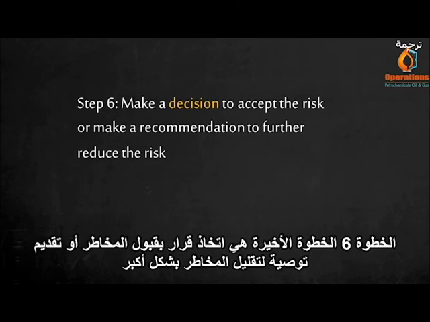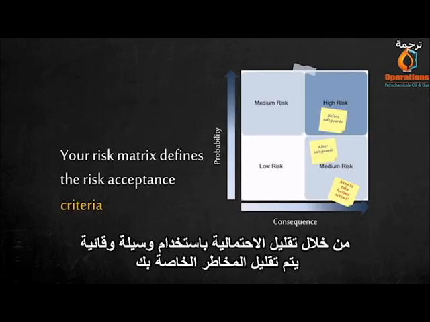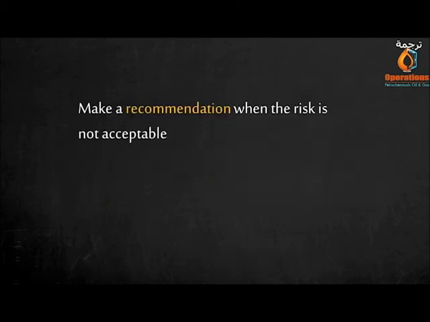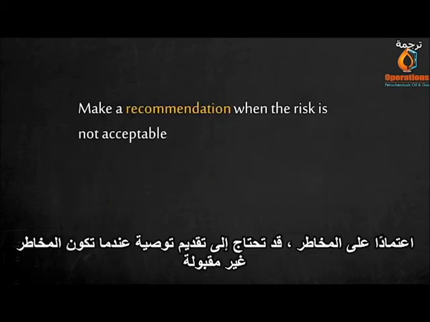Step 6. The final step is to make a decision to accept the risk or make a recommendation to further reduce the risk. By lowering the probability using a safeguard, the risk is lowered. Your risk matrix defines the risk acceptance criteria. Depending on the risk, you may need to make a recommendation when the risk is not acceptable.